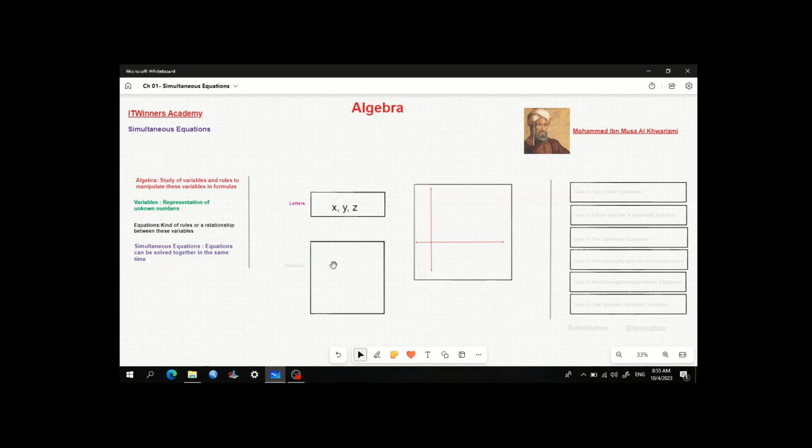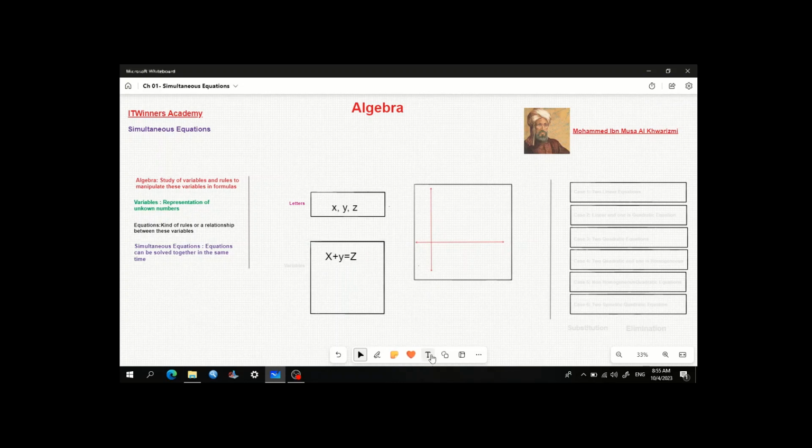But if I write x plus y equal to z, okay? Now something changed. What changed? Now I can say x and y are the inputs of any system, and z is the output. So now x and y are variables, which represent an unknown number.